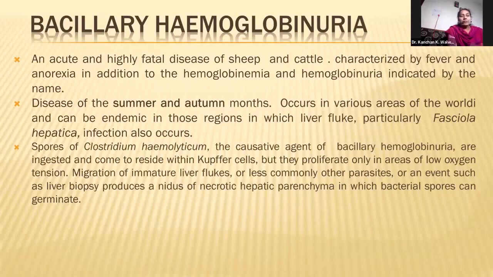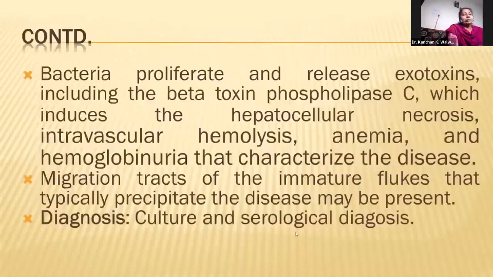This migration of immature liver flukes and other parasites also acts as a nidus of proliferation for this Clostridium hemolyticum bacteria, and there will be necrotic hepatitis, and there will be parenchymal damage, and the bacterial spores start germinating, and that leads to hemoglobinuria. So this bacteria, as I said, proliferates and releases exotoxins.